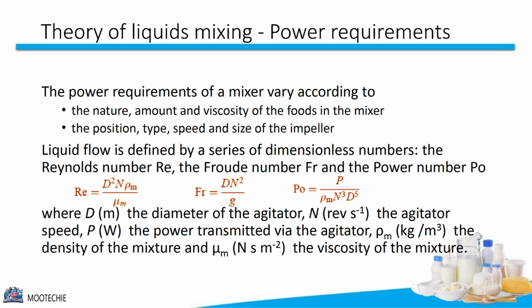The Reynolds number, Re, is calculated as d squared times n times the density ρm divided by the viscosity μm. The Froude number, Fr, is calculated as d times n squared divided by gravity g. The power number, Po, is calculated as the power P divided by density ρm times n cubed times d to the power 5. Here, d is the agitator diameter in meters, n is the speed in revolutions per second, P is power in watts, ρm is mixture density, and μm is mixture viscosity.